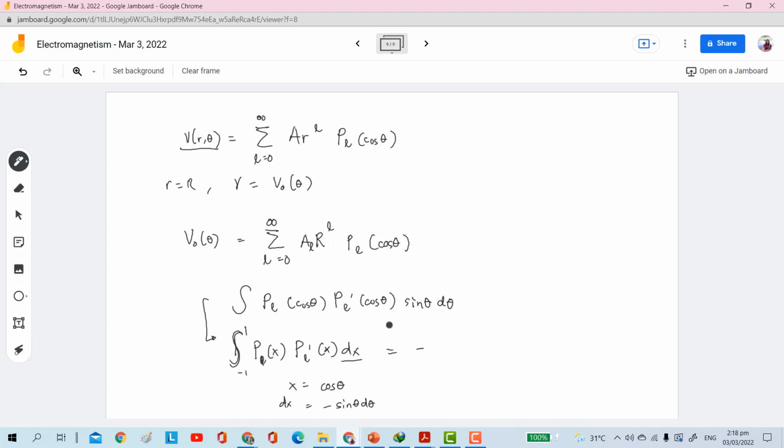Therefore, kini siyang integral will become minus integral of P sub L cosine theta multiplied by P sub L prime cosine theta, and then you have your sine theta d theta. So, negative siya. And then, if x equals negative 1, tanawon nato ha. If x is equal to negative 1, kini siya class, para maka-change tag limit. So, if x equals negative 1, then cosine theta is equal to minus 1. Sakto ba? Cosine theta is equal to negative 1.